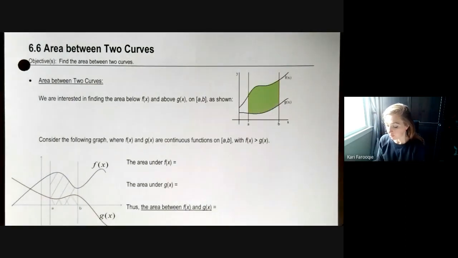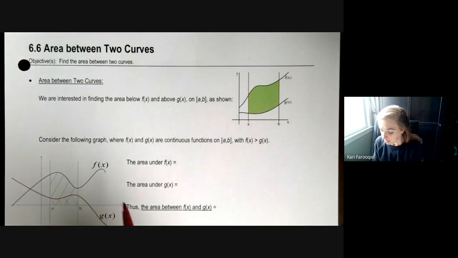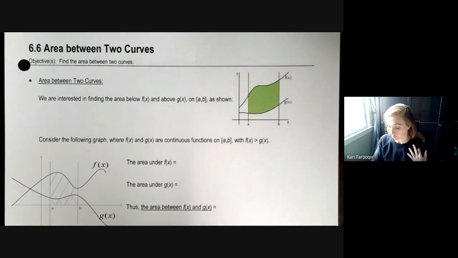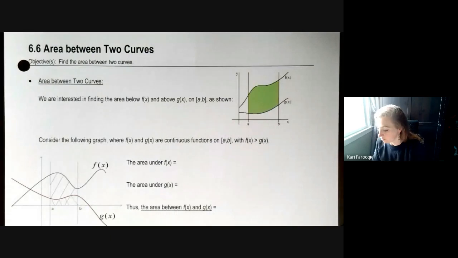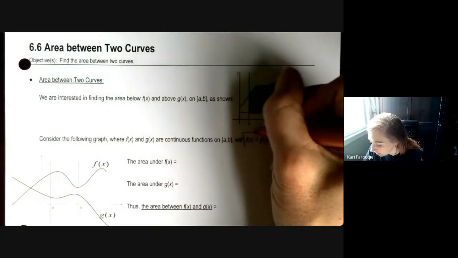Now, sometimes you'll be given bounds for a and b, and other times you're going to have to find them yourself, which is fine. And you know how to do that using algebra. We're going to look at this graph where f of x and g of x are continuous functions from a to b. And in this case, it is specified that f of x is greater than g of x.